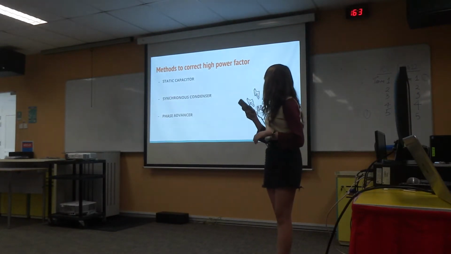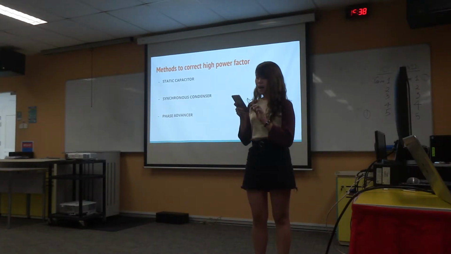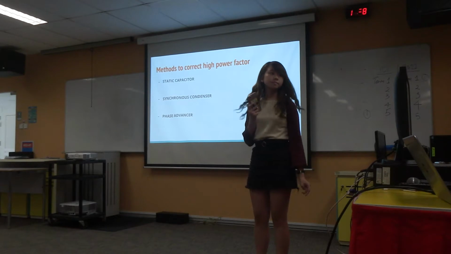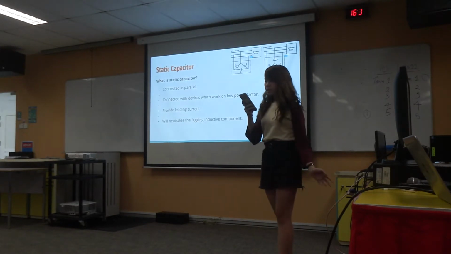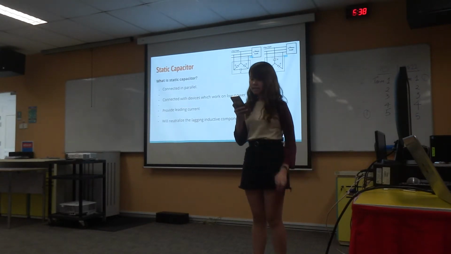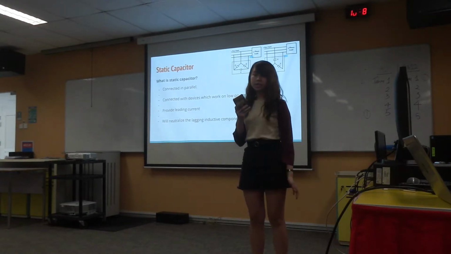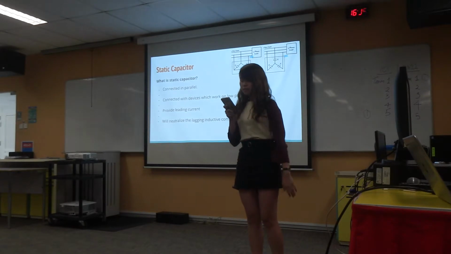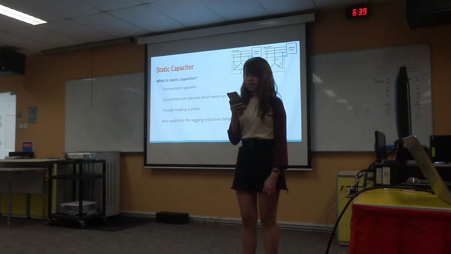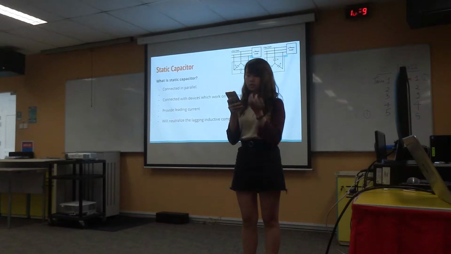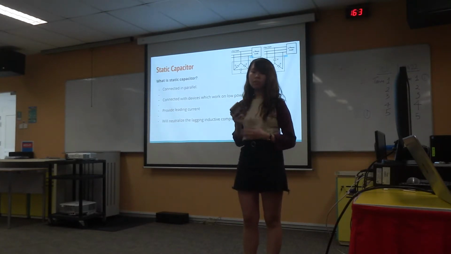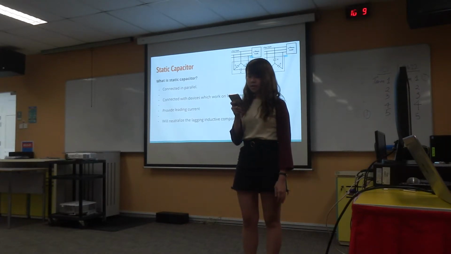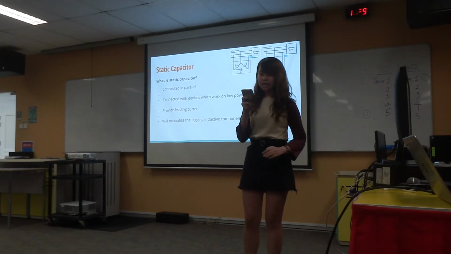These are the three methods to correct high power factor. Firstly, static capacitor. It is used in electrical supply system for power factor correction. For power factor improvement, static capacitors are connected in parallel with those devices which work on low power factor. These static capacitors provide leading current that will neutralize the lagging inductive current.